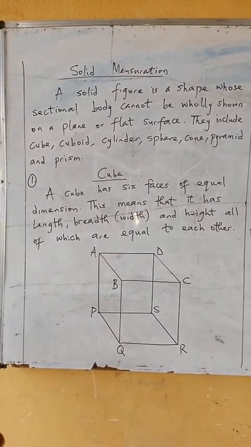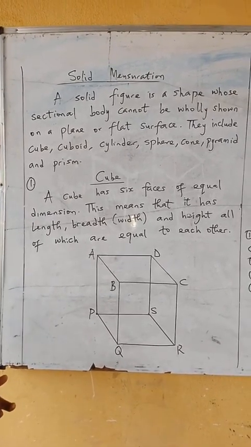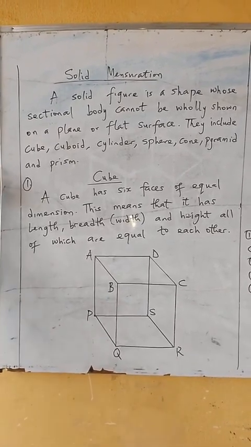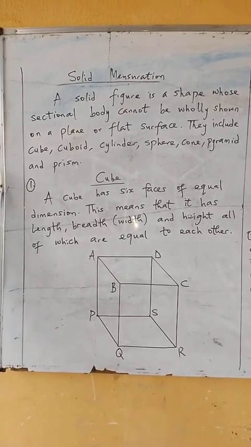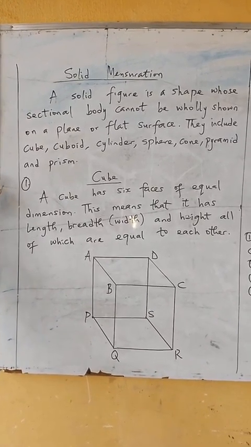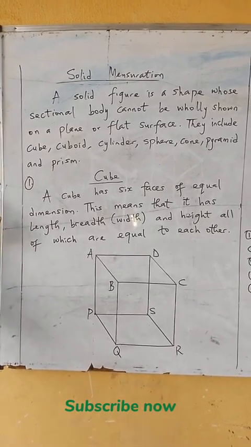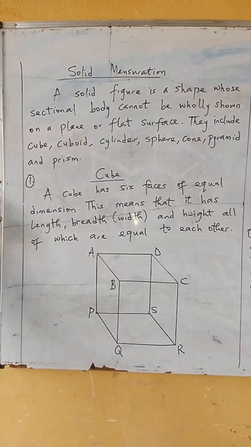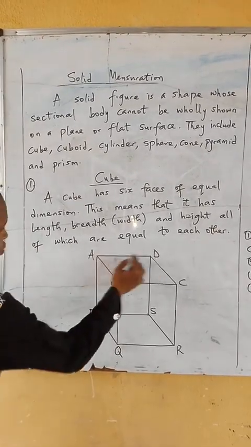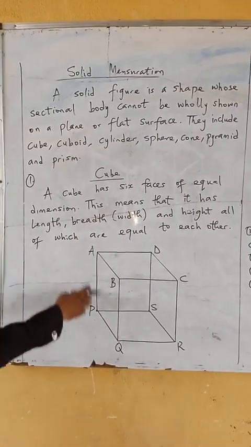What is a cube? How can I identify a cube? What is the property of a cube? A cube has 6 faces of equal dimension. This simply means the length, the breadth, and the height are equivalent in terms of length. They are of equal length. So this is the 6 faces: 1, 2, 3, 4, 5, 6. These are the 6 faces.